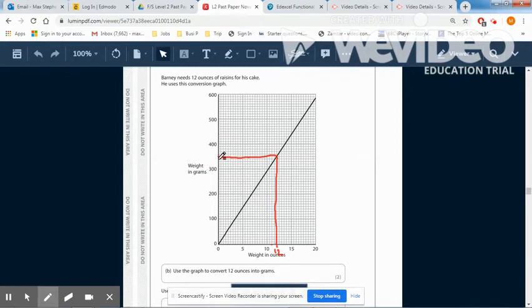So that's right in the middle of 300 and 400. So that's going to be 350 grams, and that's my answer. I looked at the mark scheme, and any answer between 345 and 355 they would accept. So there's a small amount of leeway. So around 350 is fine.